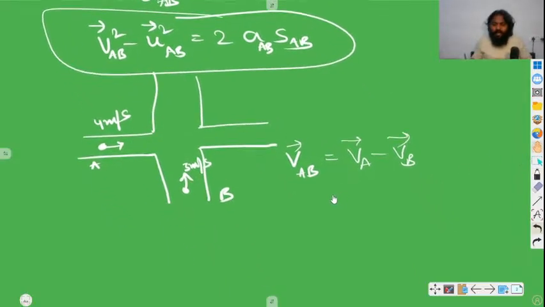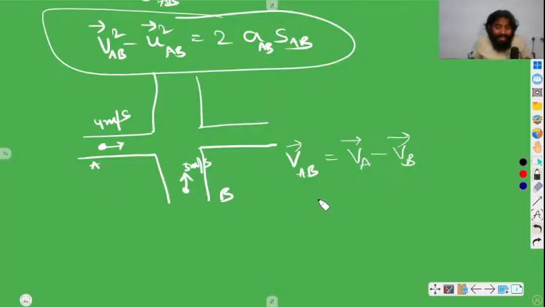Now what is V_A bar here? 4 meter per second. What is V_B bar here? 3 meter per second. Then what will you immediately do? 4 minus 3 is equal to 1. That is wrong. Here they are not along the same direction or opposite; they are perpendicular to each other.